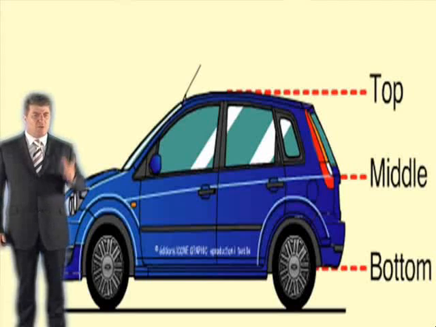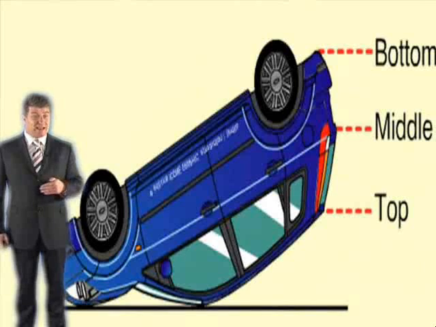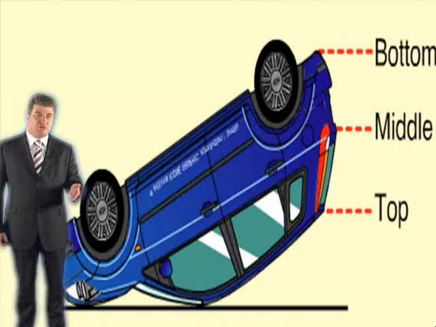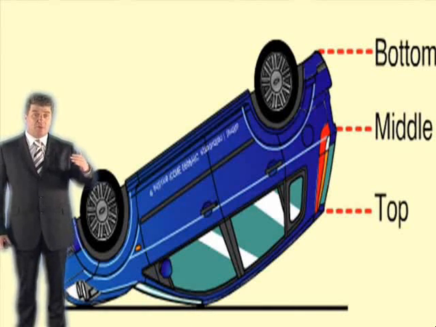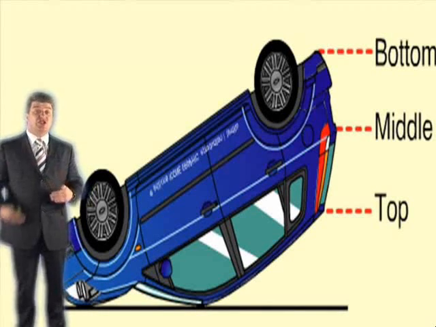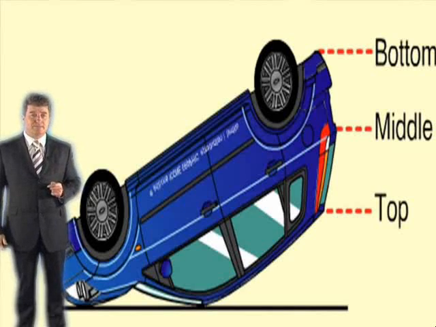Let's go through some standard terms to describe vehicle terminology. Here are the basics. As you can see here, we've got top, middle and bottom of the car. That's the top, middle, bottom. Now, when the car's upside down, it's still the same. You still refer to it as top, middle, bottom. Because it's flipped over, don't change the top. The top is still the top.